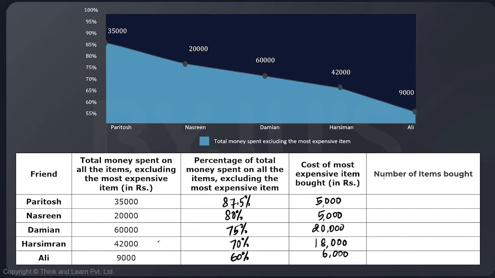Now, if we want to calculate the number of items bought, we know that the cost of each of the items, other than the most expensive item bought, should be in the table of 1,000 as well. Well, the costs of the expensive ones are also in the table of 1,000. Then the most expensive item bought by the 5 friends, right? So how many items are they going to buy? So we know that 35,000 we have.